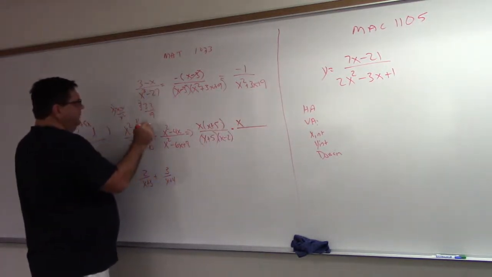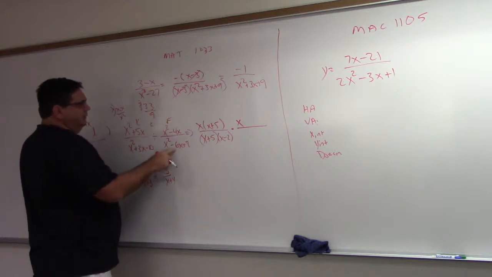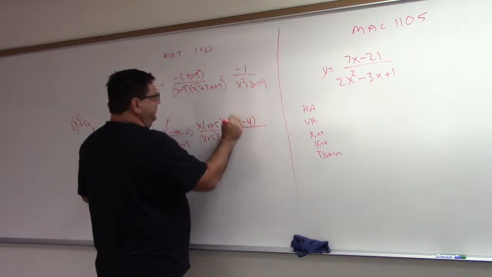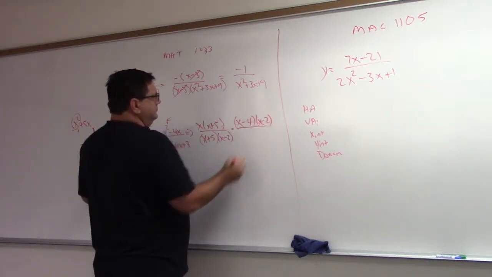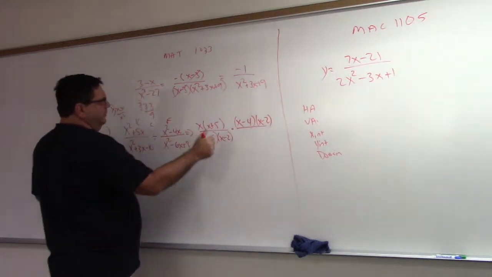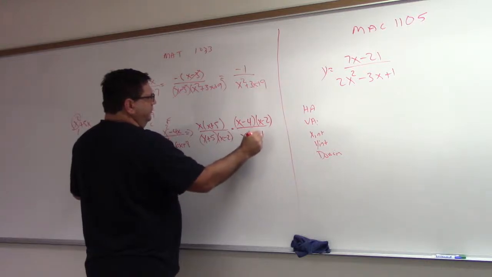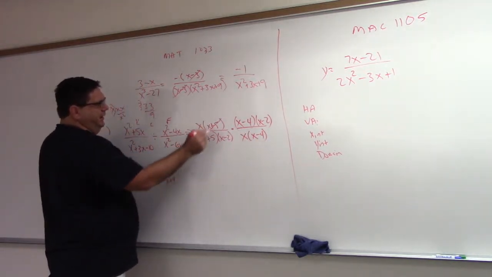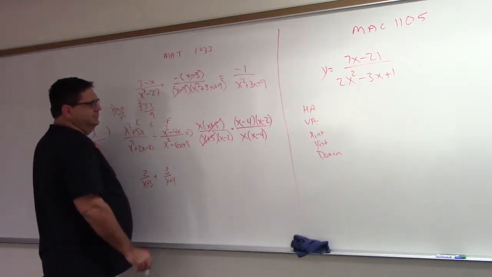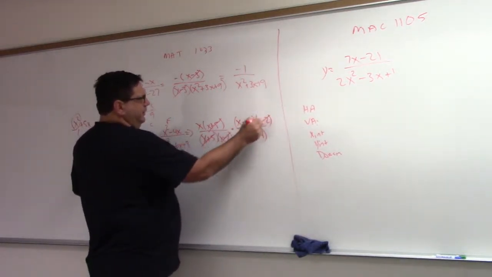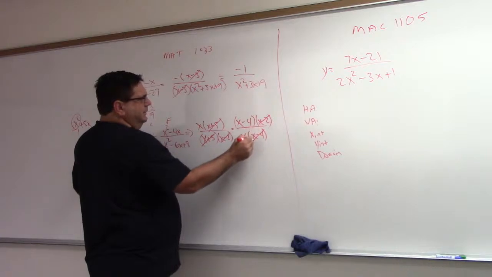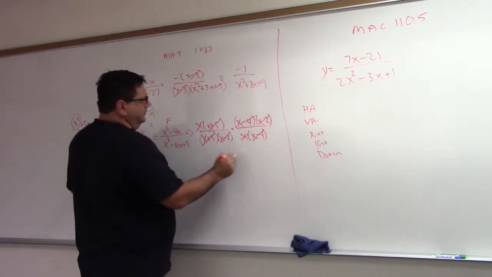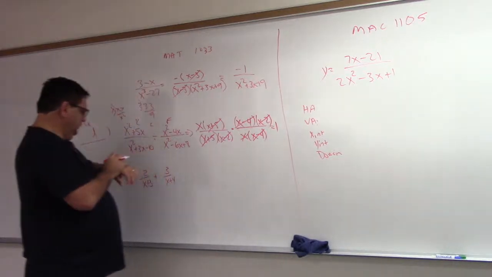Now, keep, change, flip. So this piece is going to go on top. That's going to be x minus 4, x minus 2. This piece is going to go on the bottom, is going to be x minus 4. Now we start to cancel. What do we cancel? X plus 5 will cancel. X minus 2, x minus 2 will cancel. X minus 4, x minus 2. X minus 4 will cancel. X and x will cancel and just become 1.